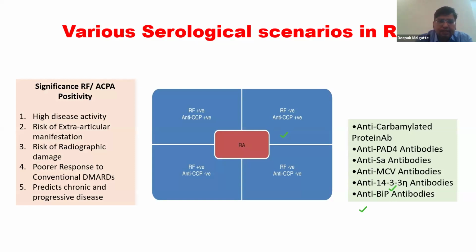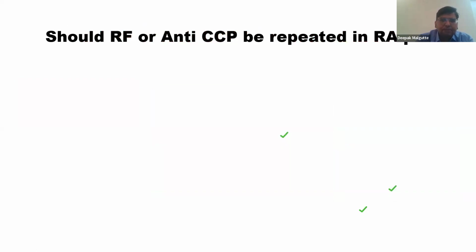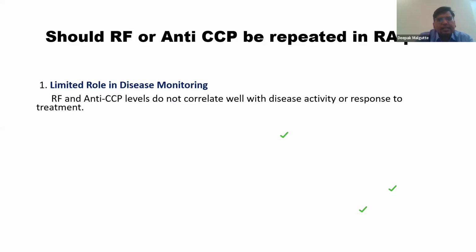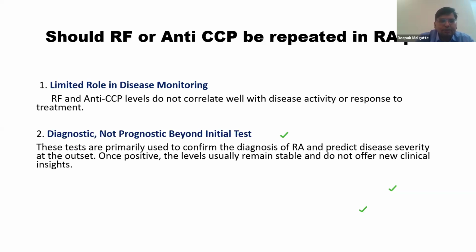There is a risk of extra-articular manifestation, radiographic damage, or a poor response to conventional DMARD therapies, or they can predict chronic and progressive disease. Now, should we do these tests on a repeated basis in patients who have rheumatoid arthritis? The answer is no. Why? Because these have a limited role in disease monitoring. Their titer doesn't correlate with disease activity in the later part of treatment. They are mainly used as a diagnostic, and they have prognostic value at the initial outset, not in the follow-up phase.